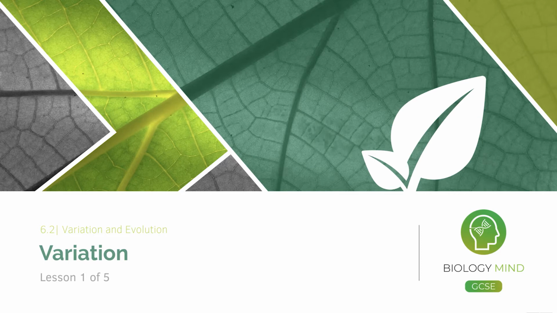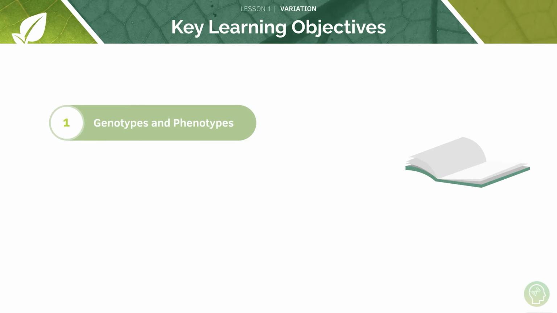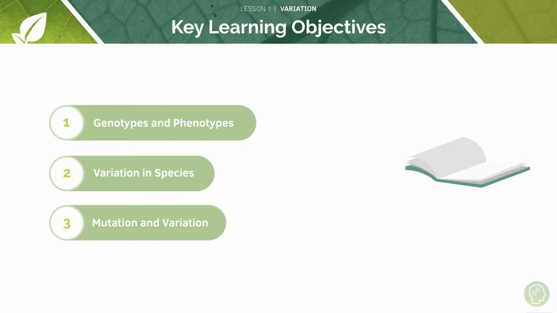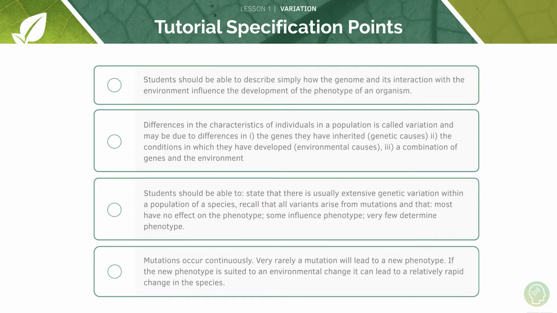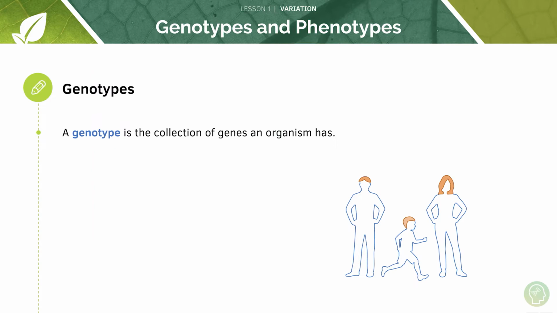So in today's tutorial, we are going to be having a look at the definitions and explanations of what a genotype and a phenotype is. We will have a look at variation in and between species, and also come on to look at how mutations may lead to variation. So these are our specification points for today, and we'll come on firstly to some simple definitions. So a genotype is the collection of genes an organism has. So this is inherited directly from the parents.